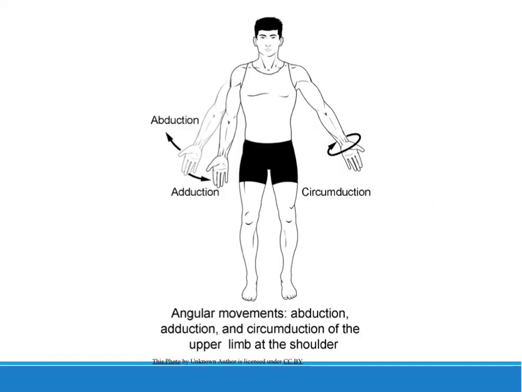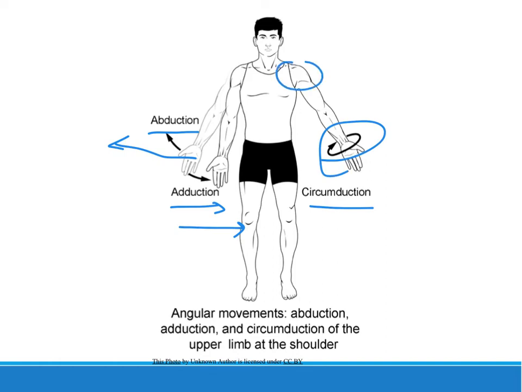The last three words I want to cover are abduction, which is moving away from the midline of the body, adduction, moving towards that midline, and then circumduction, or going around. So you can have circumduction occurring because of the ball and socket joints in your shoulder and hip. Very few of your other joints will be able to do circumduction.